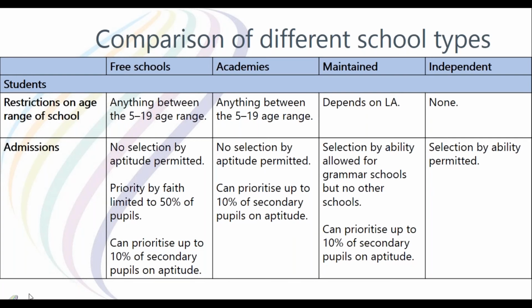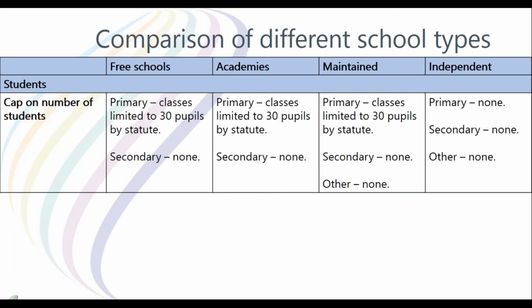Caps on the number of students. For free schools, primary classes limited to 30 pupils by statute. There is actually no cap on secondary. The same applies to academies. For maintained schools, primary classes limited to 30 pupils per statute, but in secondary, none. So in fact, there is hardly any difference between free schools, academies, and maintained schools in terms of cap on student numbers.